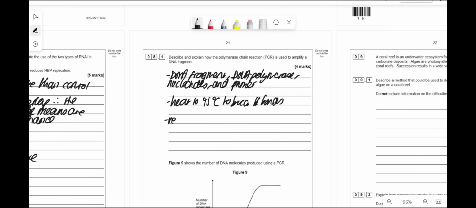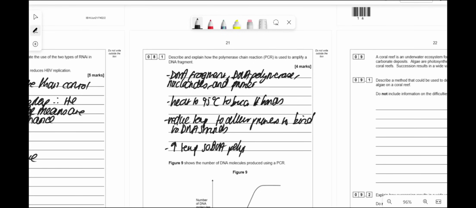And then you reduce the temperature to like 40 something degrees to allow the primers to bind to the DNA strands, because the whole point of breaking those hydrogen bonds is to separate the DNA strands. Then you increase the temperature so DNA polymerase joins the nucleotides.